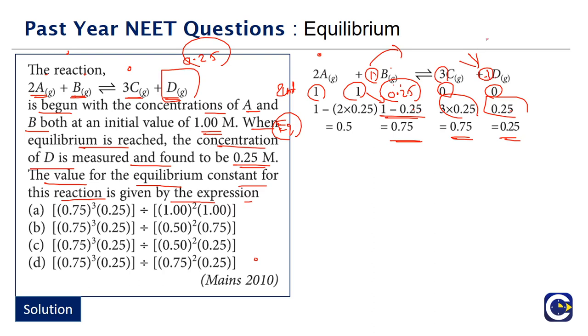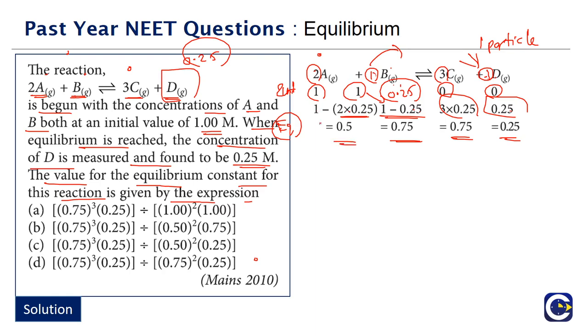Similarly, if you look at the relation between D and A, for every 1 particle of D we produce, what is the number of particles of A consumed? 2 particles. Means we are producing 0.25 amount of D, so how much of A must be consumed? 2 times of that, because the balanced equation says 2 particles of A give 1 particle of D. So the amount of A consumed is going to be 2 times 0.25, which is 0.5. Remaining amount will be 1 minus 0.5, which is 0.5.